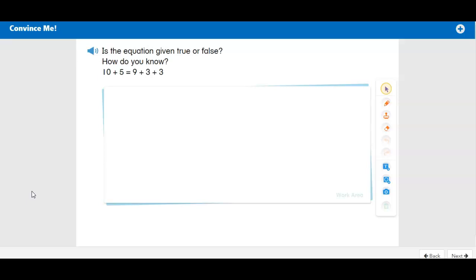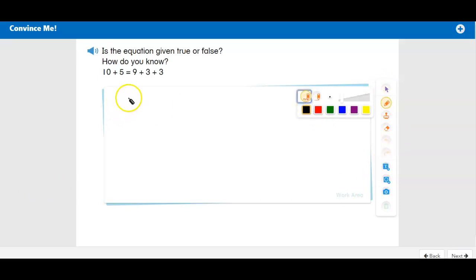Our Convince Me on page 238 says, is the equation given true or false? The equation they're talking about is the one below. 10 plus 5 equals 9 plus 3 plus 3. It wants us to determine if this equation is true or false, and how do we know? Let's solve this equation together.